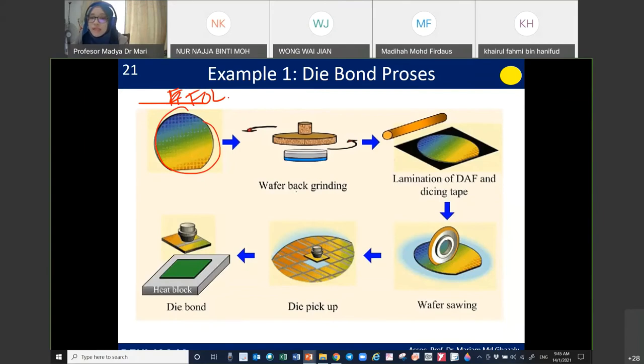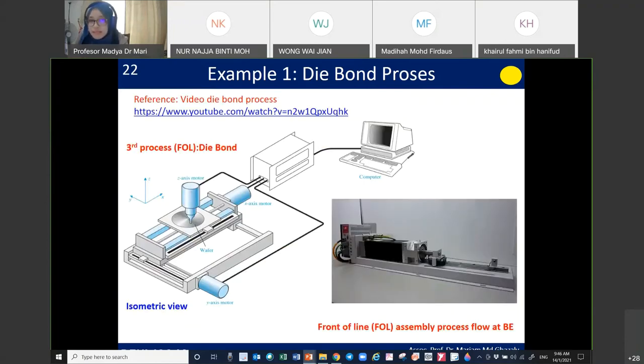This wafer, you are going to do the back grinding. Back grinding means the bottom part here will be ground to a very small thickness. Then after that, you're going to do lamination and dicing. So wafer sawing cuts out all the chips on top of the wafer. And then an actuator will pick the die from the wafer and then bond it to the frame. So this is the die bond process.